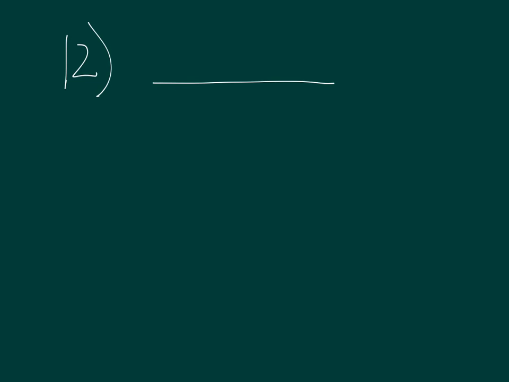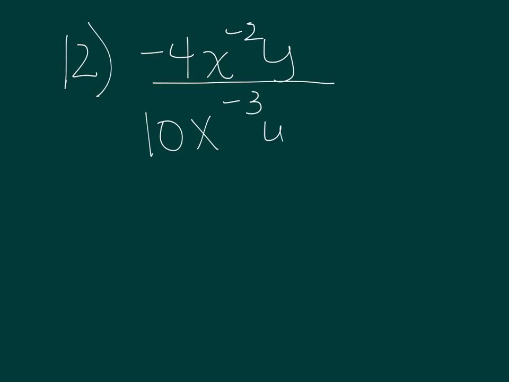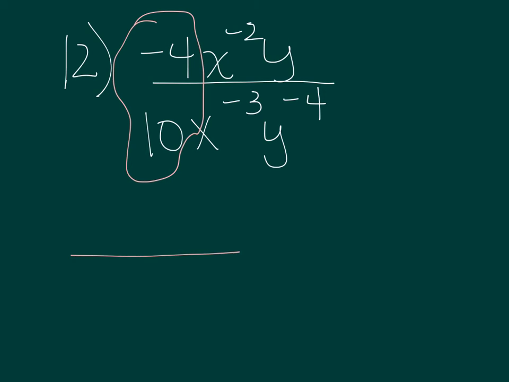Problem 12 says negative 4, x to the negative second, y, over 10, x to the negative third, y to the negative fourth. Probably shouldn't pause the video. Let's do this one together. All right, so the first thing we need to do is focus on just our coefficients. Coefficients do not follow exponent rules. That's the fraction, negative 4/10. Well, if I said to you, what does negative 4/10 reduce to? That's just negative 2/5. So this is negative 2 over 5.